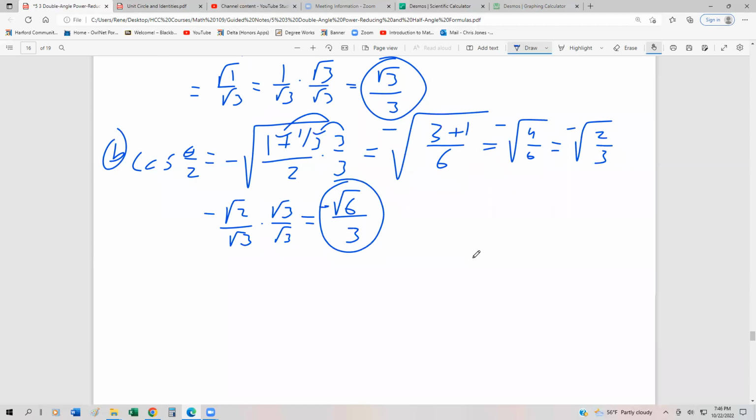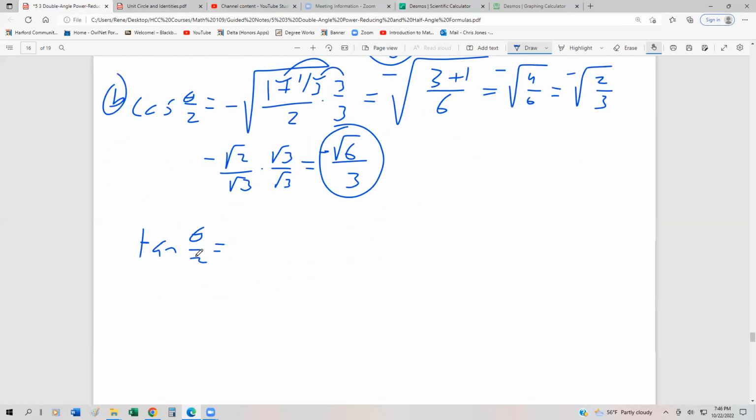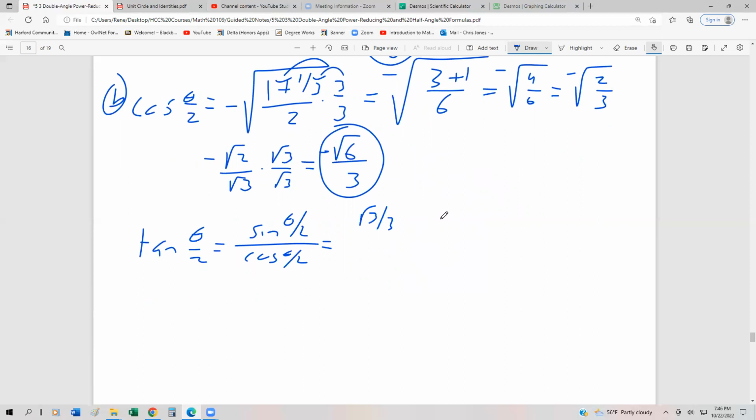Last thing we do is we find the tangent of theta over 2. We could do that in one of two ways. We could just use sine of theta over 2 divided by cosine of theta over 2. That's probably the easiest way to do it. Which would mean we would just take, remember for this one, we got square root of 3 over 3. So that's root 3 over 3. And then for cosine, we just got negative root 6 over 3. We multiply by the reciprocal. So we have root 3 over 3 times negative 3 over root 6.